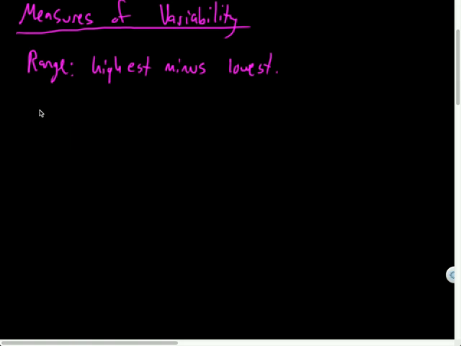So, for instance, let's consider two sets of data. What if I've got 2, 3, 5, 7? So 7 minus 2 is my first set of data. And let's say that my next set of data is 0, 0, and 1, and let's see, I'll do 7, I think.